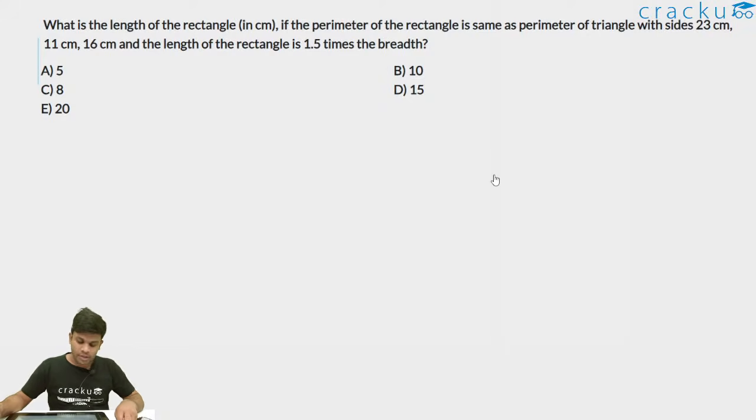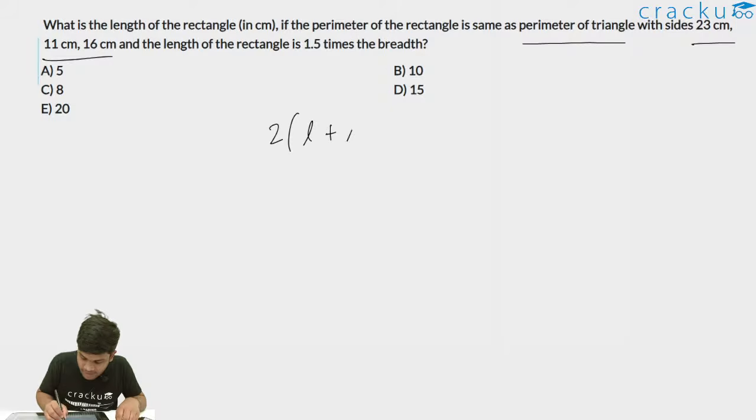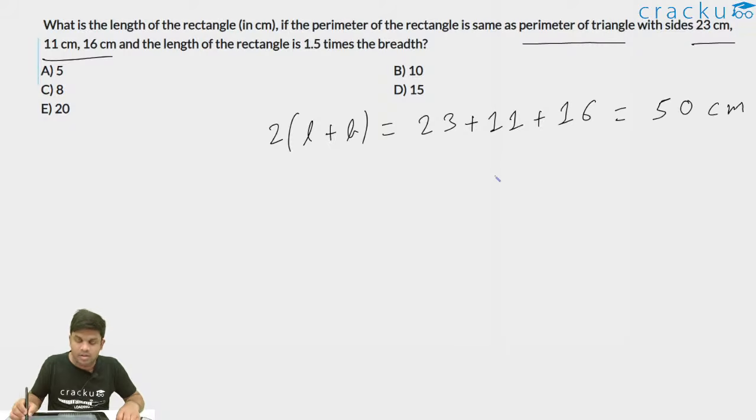Now let's look at this question. It is given that the perimeter of the rectangle is the same as the perimeter of the triangle with sides 23, 11 and 16. So the perimeter of the rectangle is 2 into (L plus B), and the perimeter of a triangle is the sum of all three sides, which is 23 plus 11 plus 16. So 23 plus 11 plus 16 is nothing but 50 centimeter.